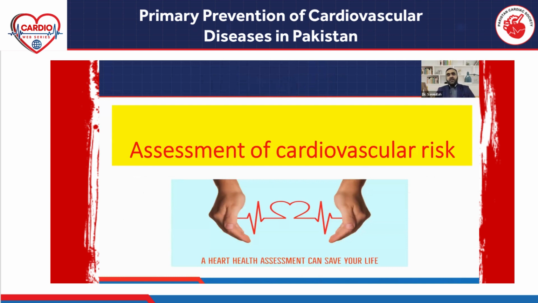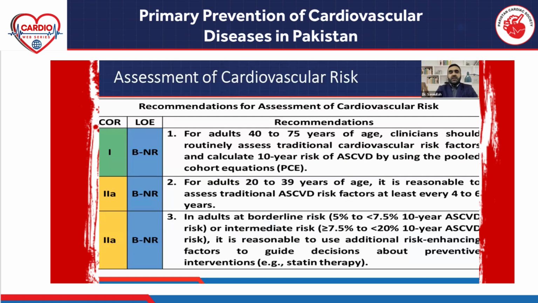The first thing is assessment of cardiovascular risk, because a heart health assessment can save your life. The ACC-AHA recommends that adults 40 to 75 years of age should be routinely assessed for the 10-year ASCVD risk. And those who are 20 to 39 years of age may be assessed for the traditional ASCVD risk at least every 4 to 6 years.